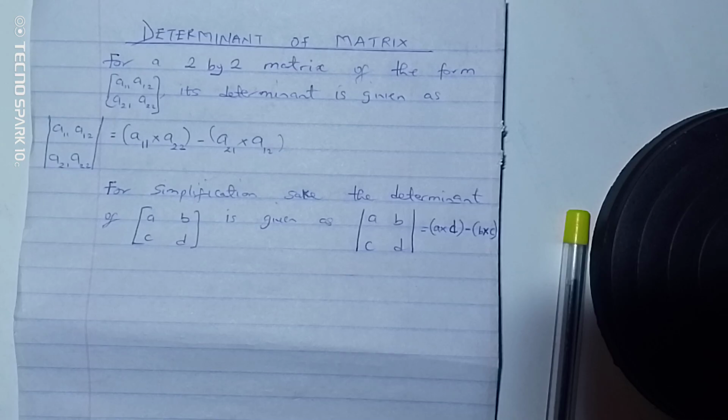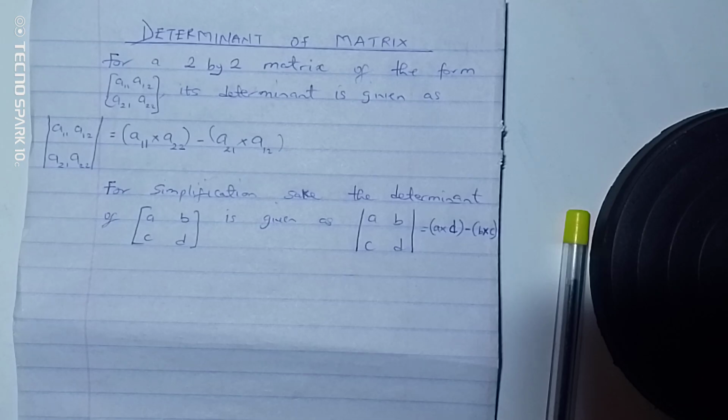So when you have a matrix with equal number of elements on the rows and columns, you call them a square matrix. Examples of square matrix are matrices of the form 2 by 2, 3 by 3, 4 by 4, 5 by 5, and so on. So we'll be starting with the determinant of a 2 by 2 matrix.